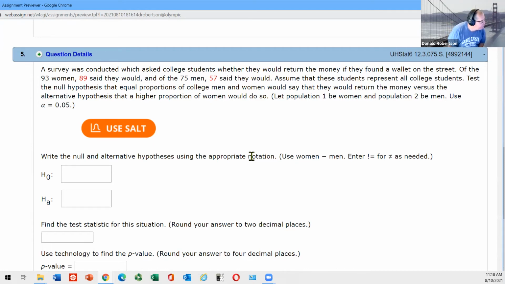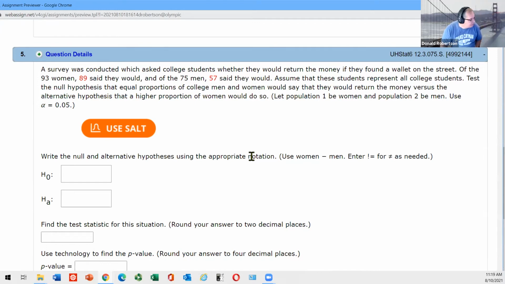Now, what do I know about the women? Well, the sample was 89 out of 93. That's P1 hat. Now, the men was 57 out of 75 who said they would return the money. We're making assumptions that these represent college students. Test the null hypothesis that equal proportions of men and women would say they would return the money versus the alternate that the women are higher.